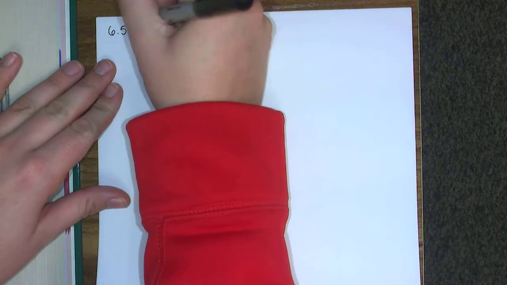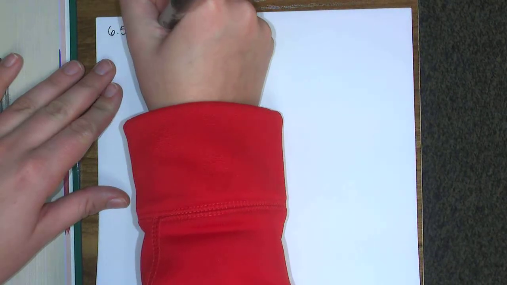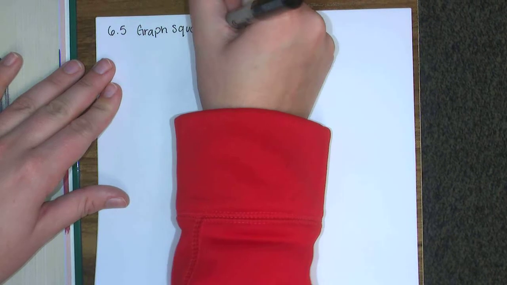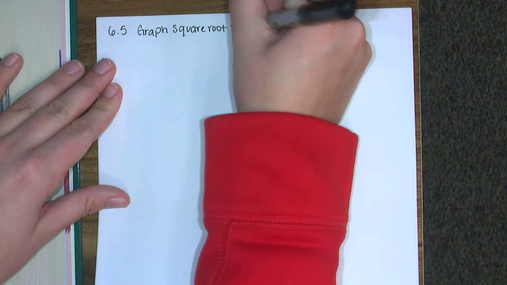For 6.5, we are going to just look at it briefly. It's not going to be something you're actually quizzed on or tested on at any point for me in this class, but I do want you to be aware of some basic stuff in 6.5. So 6.5 is to graph square root and cube root functions.